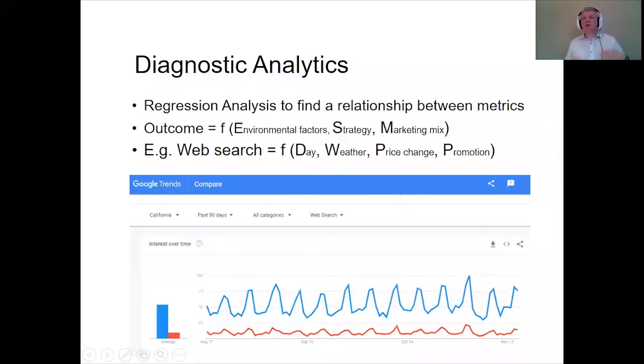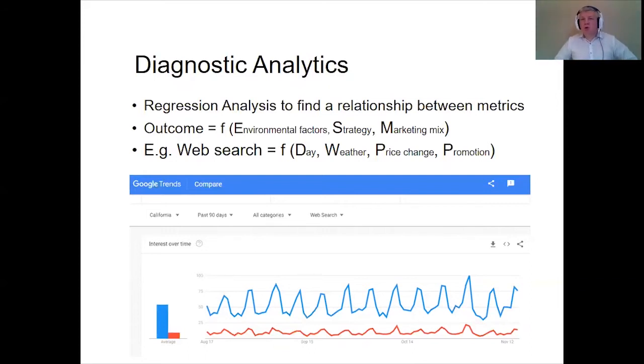Diagnostic analytics seeks to explain marketing outcomes such as website visits or sales as a function of different variables that include environmental factors, our strategy, and our marketing mix actions. It tries to find a relationship between different metrics, not just show us what is happening, but identify why. What are the drivers and factors contributing to these outcomes, and how we can change these outcomes.